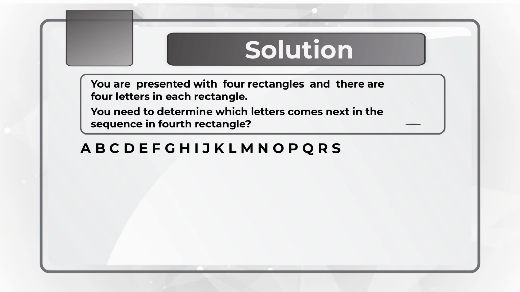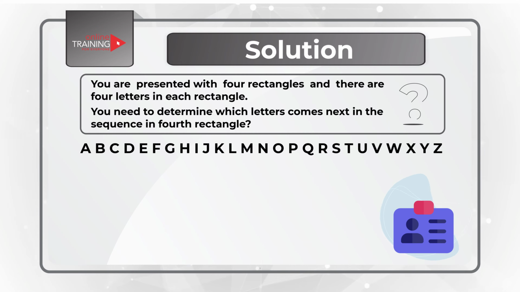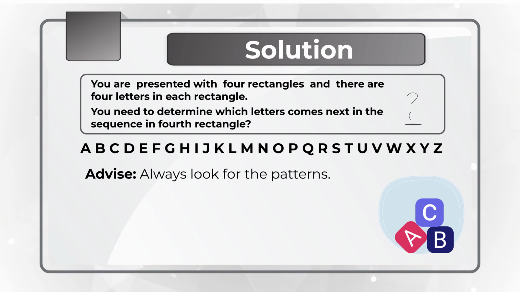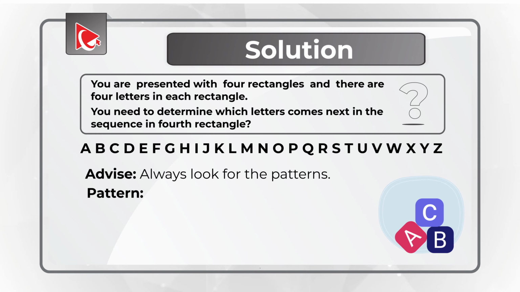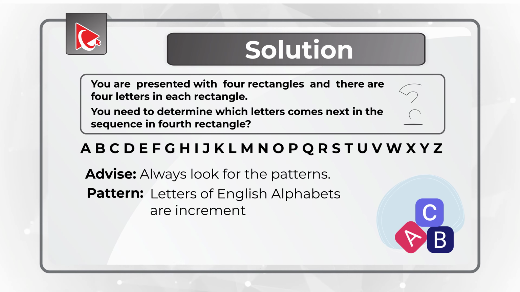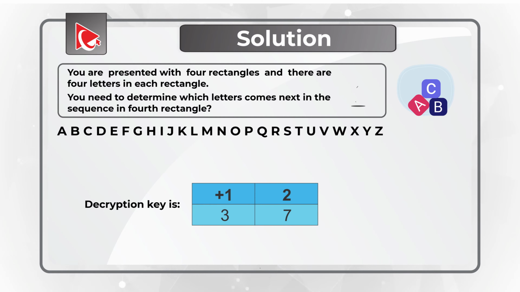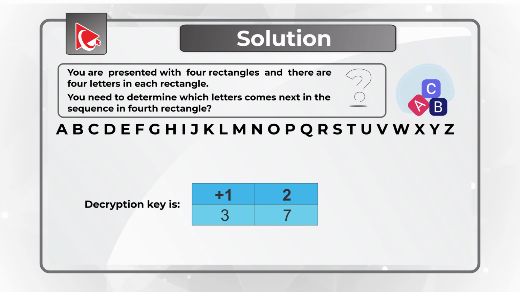you need to know letters of the English alphabet, as well as you need to know a little bit of the math. And my advice to you, always look for patterns, because you would need the pattern to solve this question. So let's first look at the pattern. As you might have guessed, letters of the English alphabet are incremented here by the certain number. Increment number is different for each section of the rectangle. And the decryption key, if you're familiar with encryption and decryption, is 1, 2, 3, and 7.